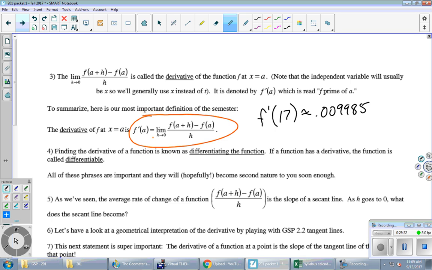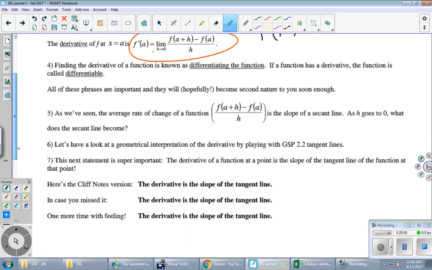A little bit of vocabulary. Finding the derivative of a function is known as differentiating the function. And if a function has a derivative, the function is said to be differentiable. Soon enough, we'll see some that don't, but for the beginning here, everything that we talk about is going to have a derivative.